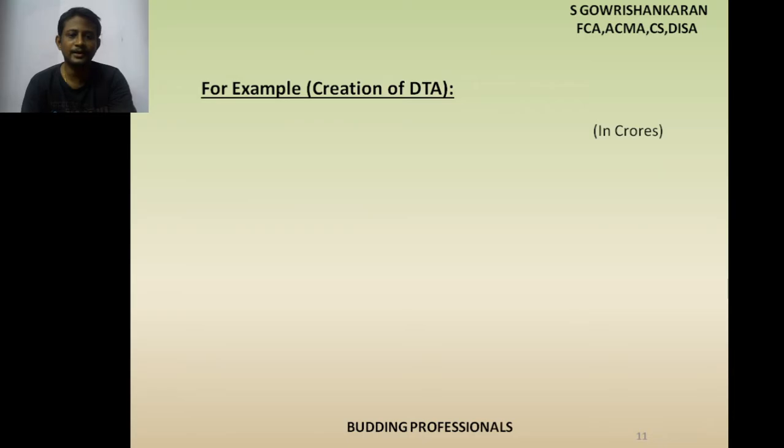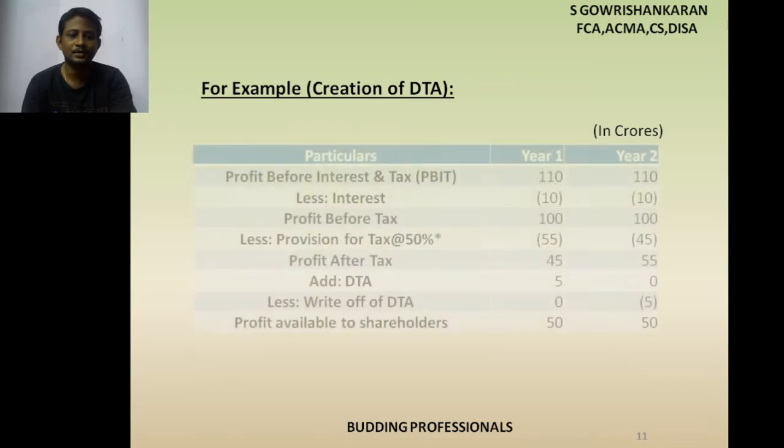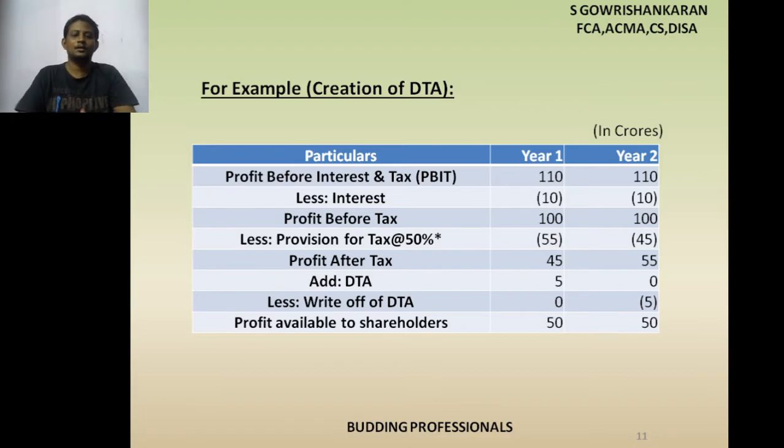So, example: creation of DTA. Just go through it step by step. Don't read the answer fully. So what is the first thing? Particulars: Year 1, Year 2. Under that, the first item is profit before interest and tax. How much? 110. Why 110? Because profit is given as 100 crores.